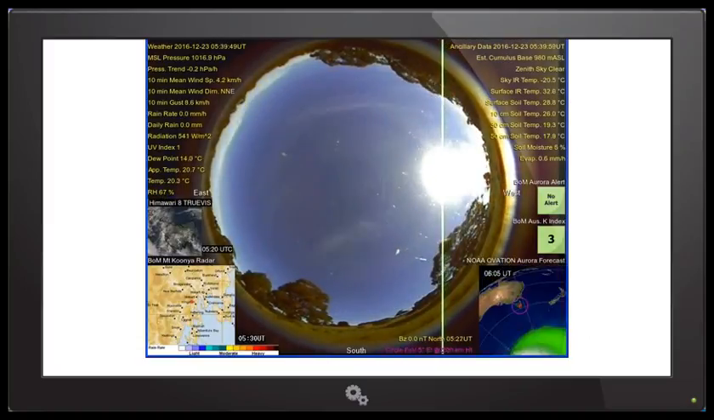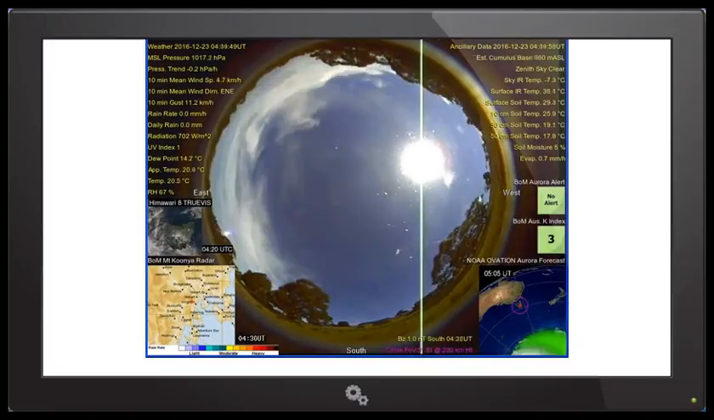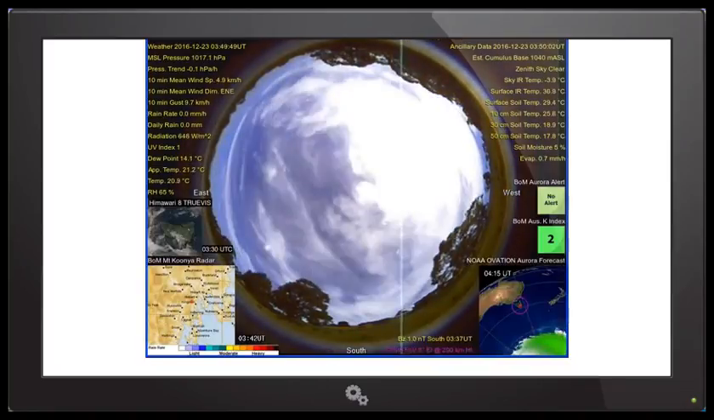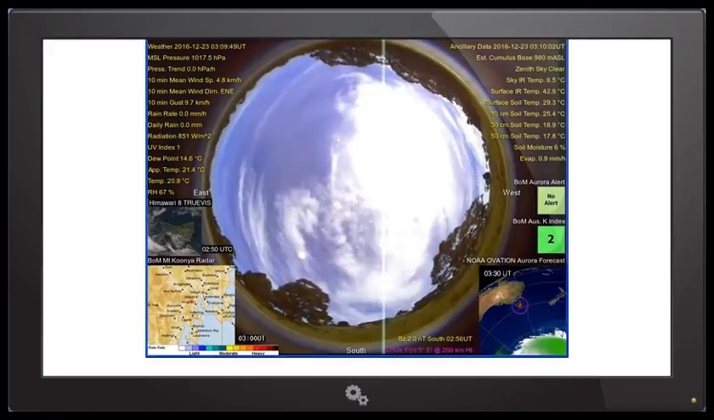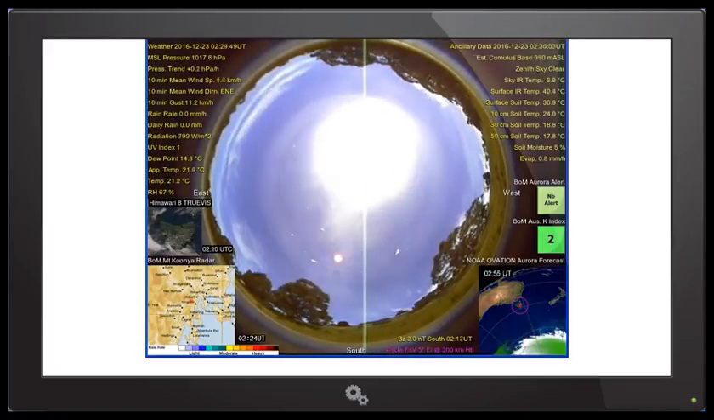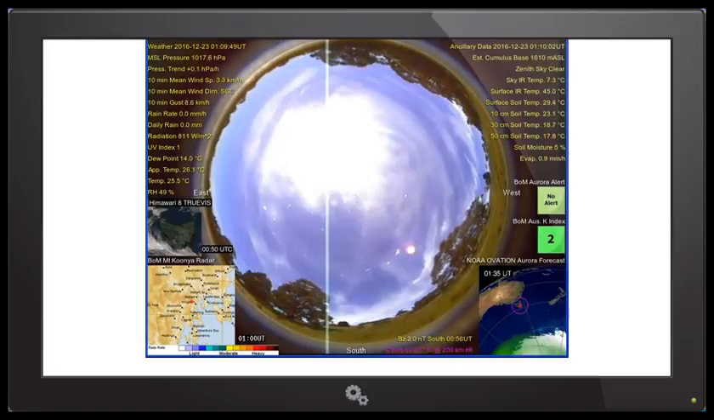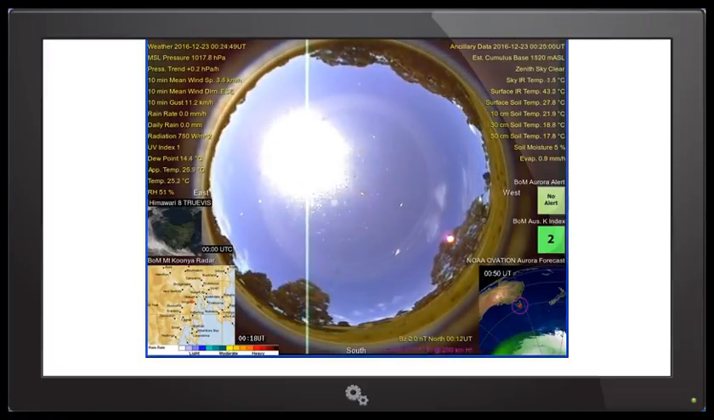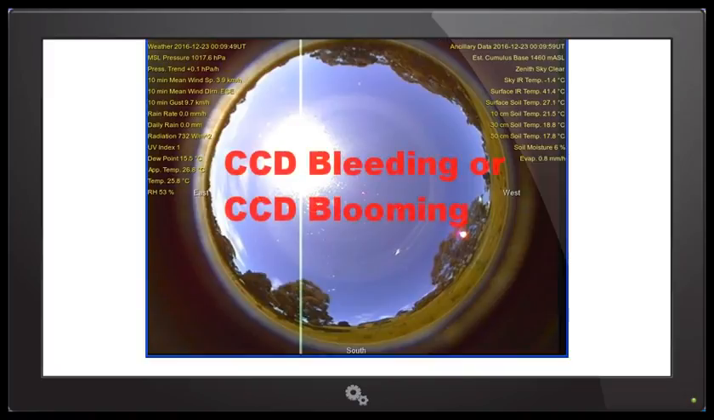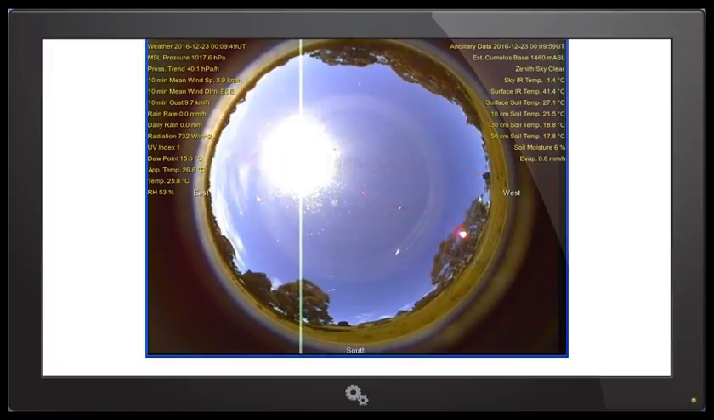And you can see that as I advance the image across, the vertical line follows the sun across the sky. It also disappears from view whenever the sun is blocked by cloud. Now, I've covered this vertical line in other videos and explained exactly what it is. This is known as CCD bleeding or CCD blooming, and it is caused by the image sensor CCD overloading and the charge in the pixels spilling out up and down the column, producing this vertical line.